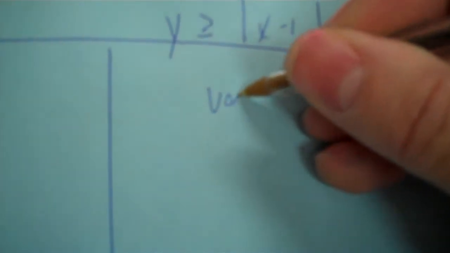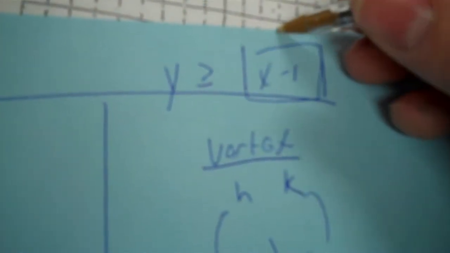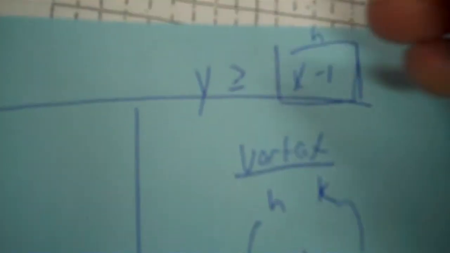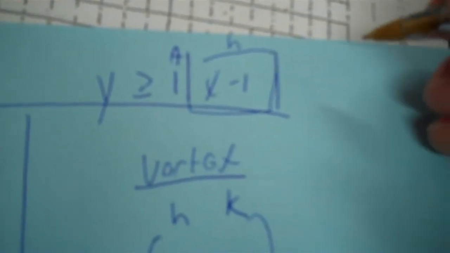So we need our vertex, that's the middle of the V, and we need our stretch. The vertex is a coordinate point. It's an xy, but it's defined as hk. And then the stretch is defined by a. So here's what I'm going to do. I'm going to box up my absolute value. That's your h, okay? Then you need an a. You put a 1 there, and that's your a. You also need a k after it. So if you don't have anything, you put plus 0, that's your k. Now you're set to go.